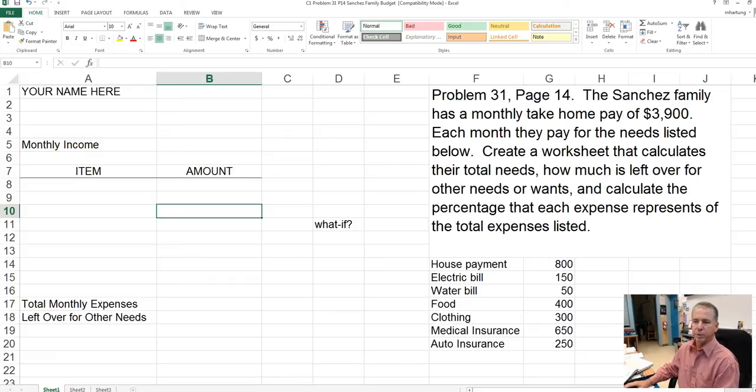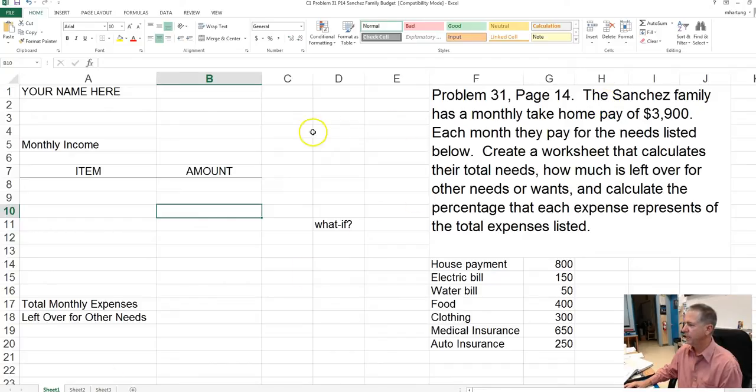So here in Intro to Business, Microsoft Office, we've been talking about making economic decisions, and one of the ways that businesses and people make decisions is through the process of budgeting. So a budget, basically a spending plan. And so let's take a look at a simple budget here using Excel.